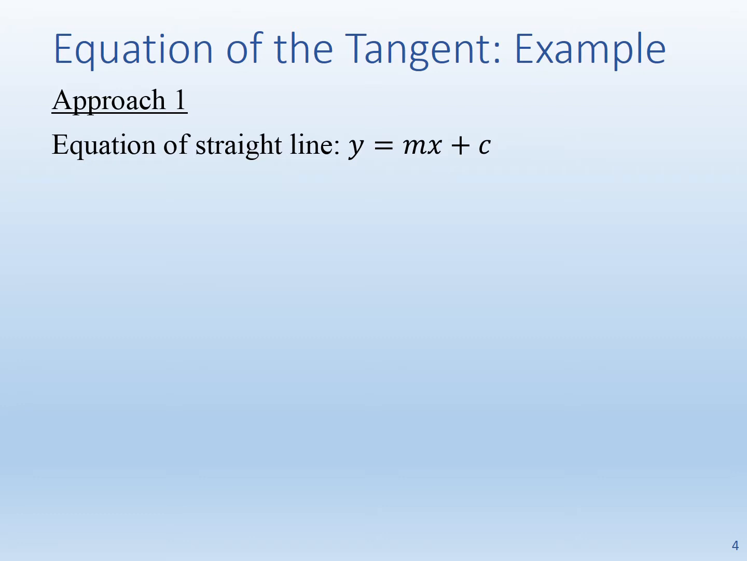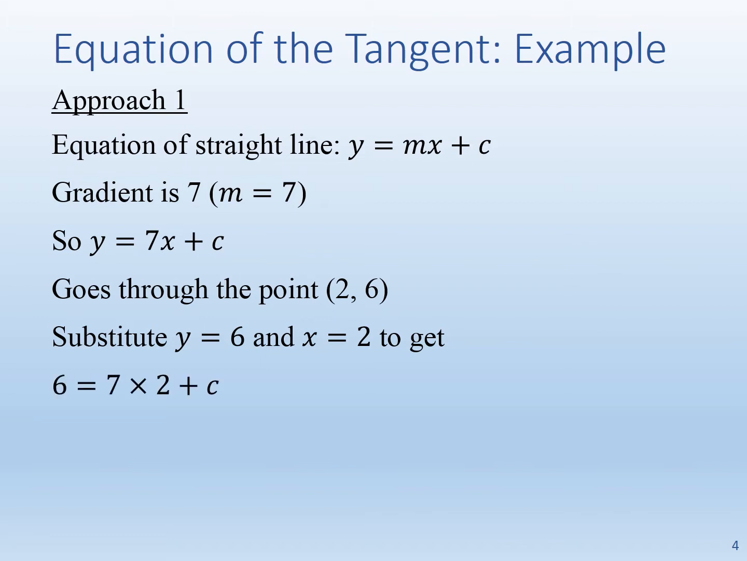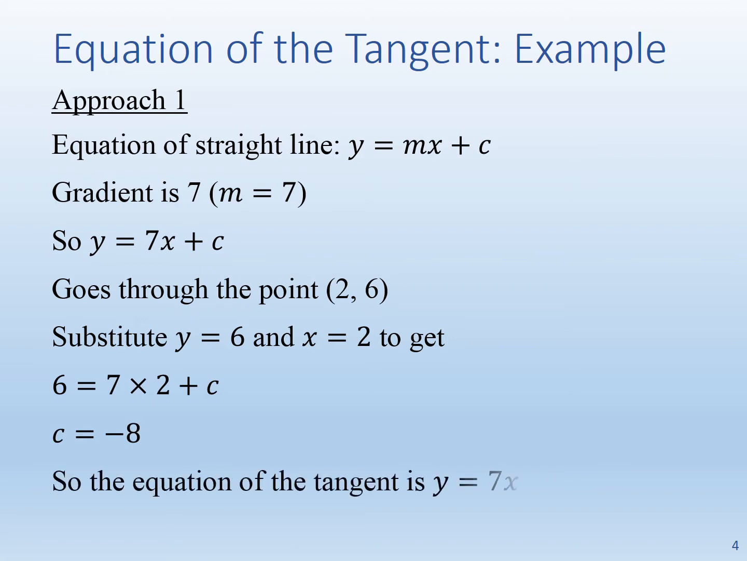We can use the equation of the straight line as y equals mx plus c, and we know that the gradient is 7, so we'll substitute the 7 in for the m to get our equation of the straight line, but we still have to find the c. We know that the line goes through the point (2, 6), so we can substitute y equals 6 and x equals 2 to get the value of c. So putting the 6 in there for y and the 2 for x, we can then solve that for c to get c equals minus 8. And that gives us the equation of the tangent as y equals 7x minus 8.